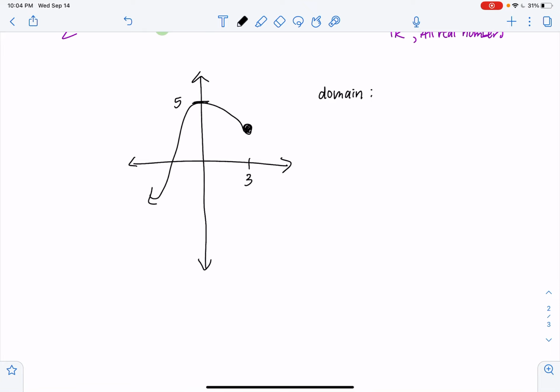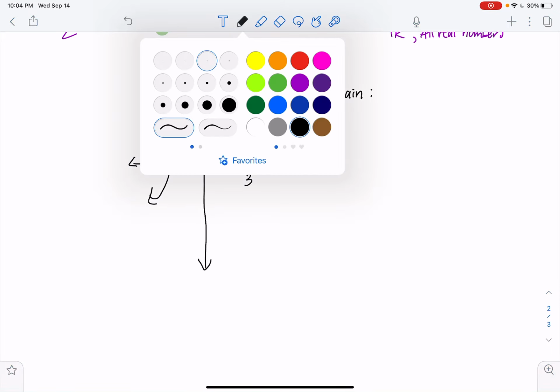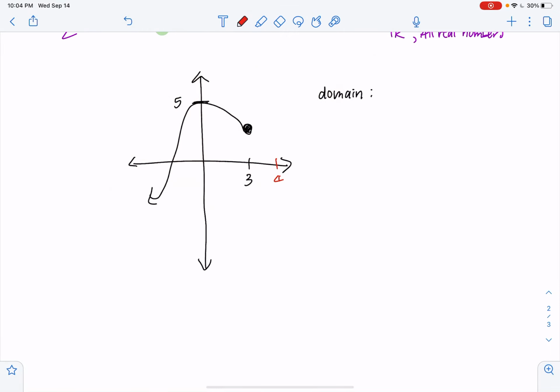So our domain is going to be, okay, so if you go over to 4, there's no x point, right? Only for when it's 3, there's going to be an x point. If you go to 3.5, there's still going to be no x point, which means that the farthest that it's willing to go is to 3.